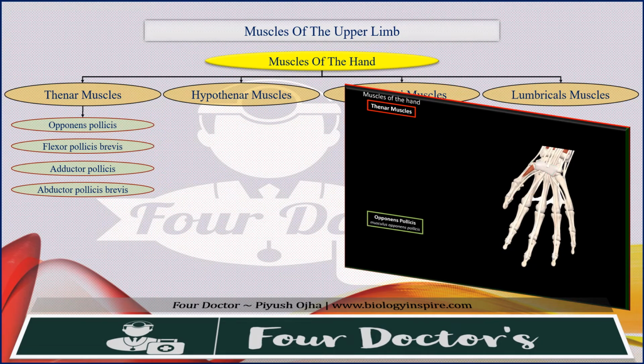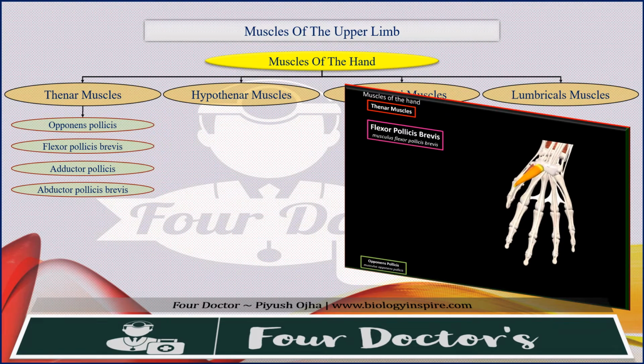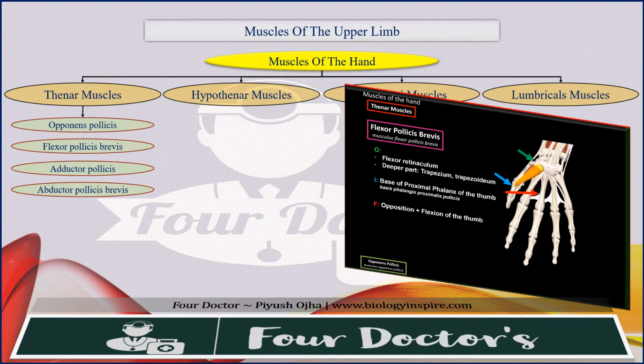So that's this one. Next we have the flexor pollicis brevis, which is this muscle right here. It originates from the flexor retinaculum as well, and the deepest part of it originates from the distal wrist bones, the trapezium and the trapezoideum. It then inserts at the base of the proximal phalanx of the thumb, and its function is more or less the same as the opponens pollicis.